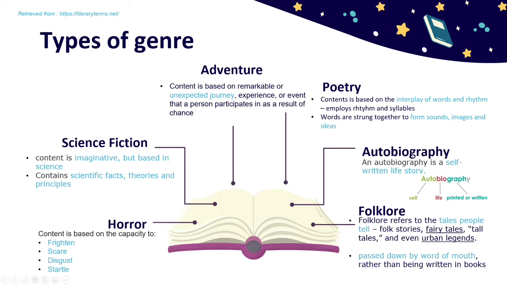Next is autobiography. An autobiography is a self-written life story. Maksudnya ditulis sendiri oleh tokoh-tokoh tersebut. Selalunya autobiografi ditulis oleh tokoh-tokoh negara ataupun orang-orang yang berjaya. Here is the meaning of autobiography. Auto means self, bio is life, and graph is printed or written. So this is where the word autobiography comes from.